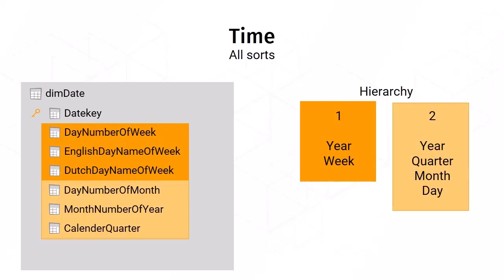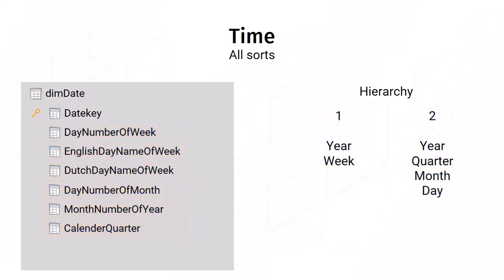Please note that this does not happen in the table itself. The table does not change. It is still dim date, but the data warehouse software offers the possibility to create the hierarchy.